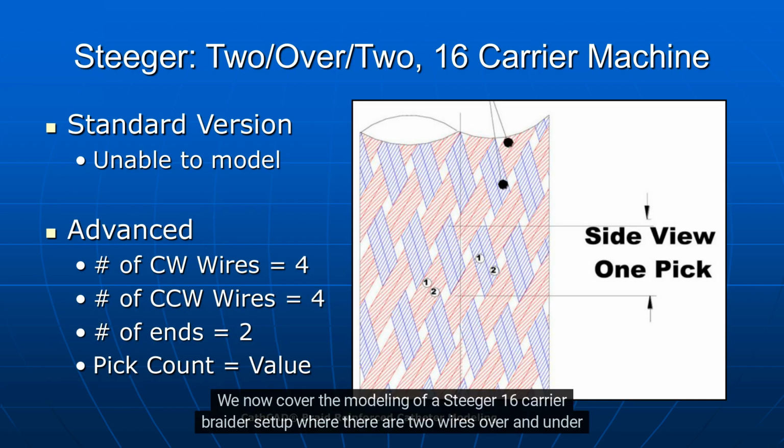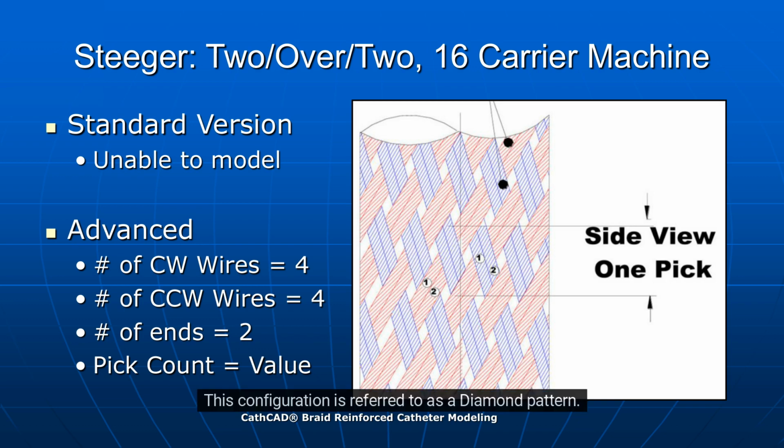We now cover the modeling of a Steger 16 carrier braider setup where there are 2 wires over and under 2 wires. This configuration is referred to as a diamond pattern. The preferred method is to use CathCAD Advanced for this braid pattern modeling.